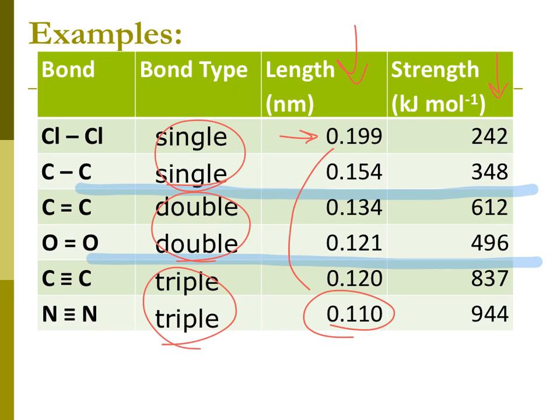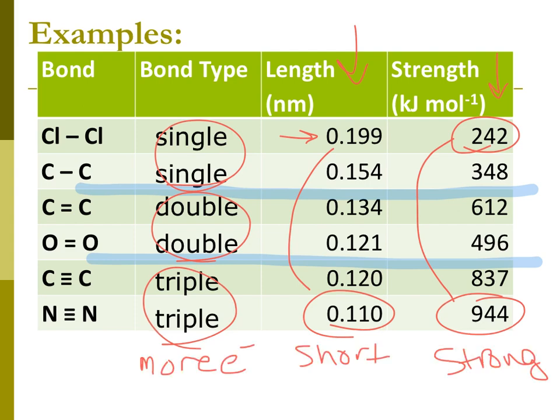If you look at the strength column, you're going to see exactly the opposite. At the top of this table, the single bonds have the weakest strength, and it increases as you build up to the triple bonds, which have the strongest bonds. So the pattern we see here is that as you add more electrons to the bond, that bond becomes shorter and stronger.